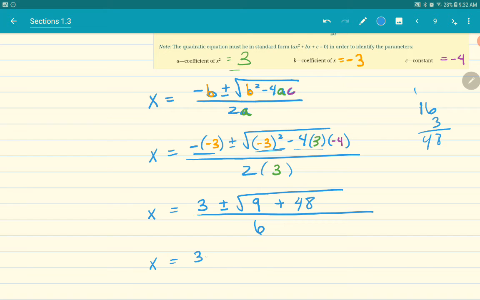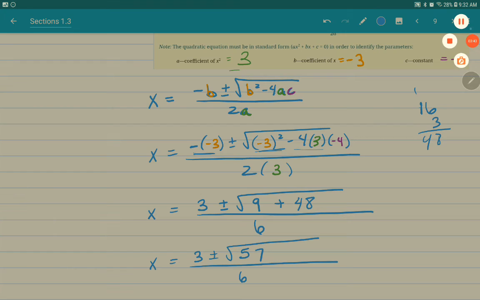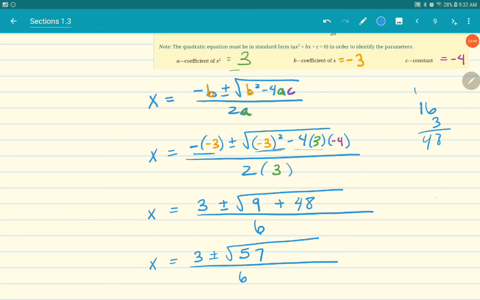And then simplify under the radical as much as you can to get a radical 57. So can I break apart that 57? I'm not sure. I don't think I can, but let's check it. It's divisible by 3. It's 3 times 19 gives me 57, but 19 is prime and 3 is prime. So I can't break down that 57 any further, so I'll just leave that.